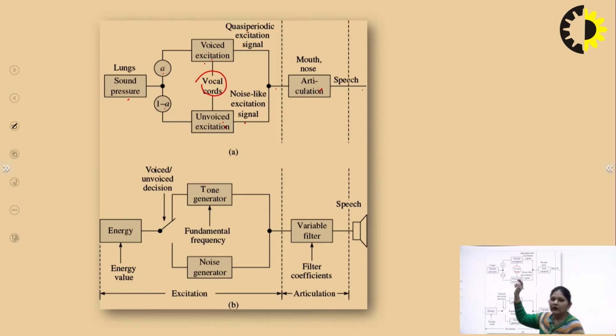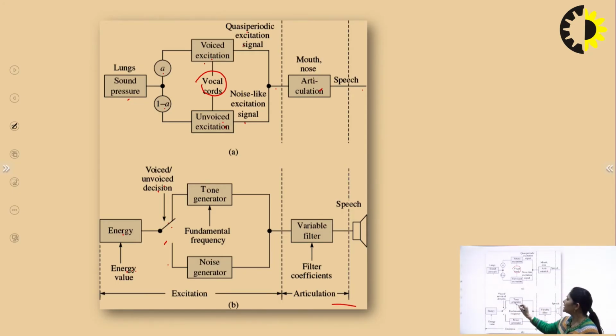Now we are generating the same thing with the help of artificial voice generator, that is the vocoder. You can see here there is an energy value that we will be providing to the system, and then whether the voice signal is to be generated or unvoiced signal is to be generated, that will be decided, and accordingly the switch will be controlled according to the voice and unvoiced signal.